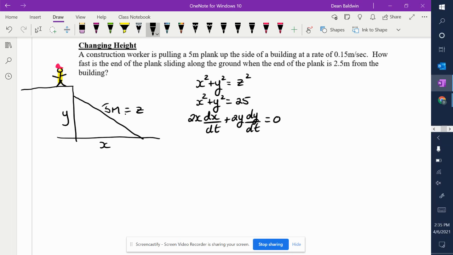All right. What am I trying to solve for here? You're trying to find dx dt because they're asking for how fast the end of the plank is sliding along the ground. How fast is the plank going that way? So that's x changing with respect to time, right? So this is your unknown.